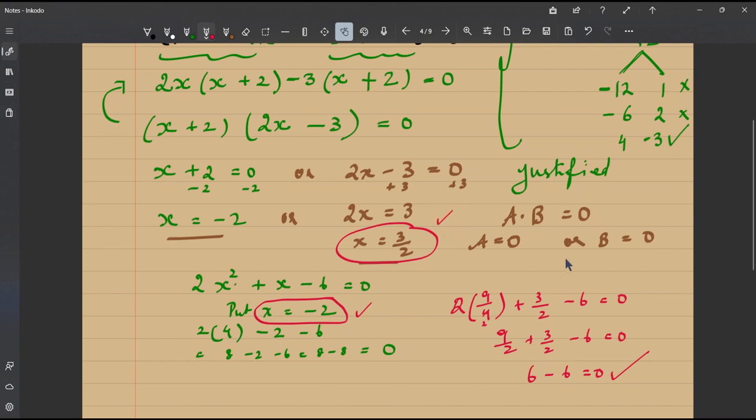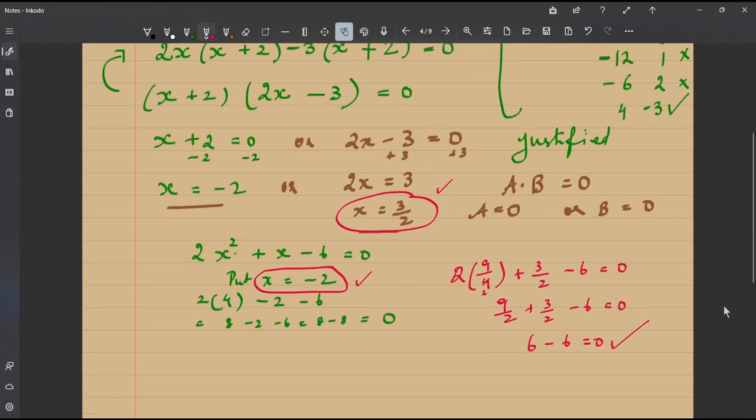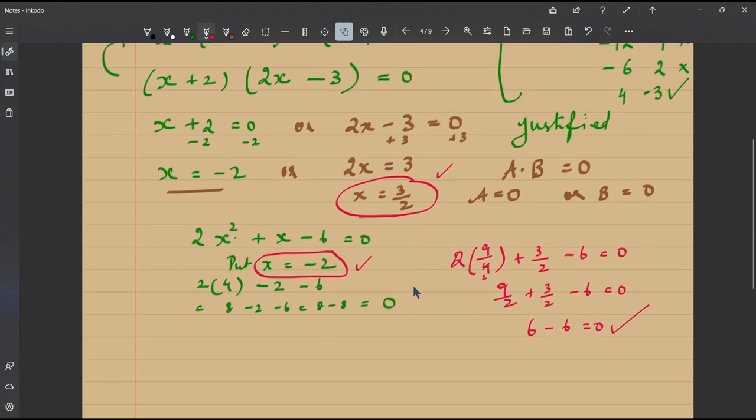So I hope you understood how we did the factorization of the quadratic equation and arrived at the roots of the equation. Thank you.